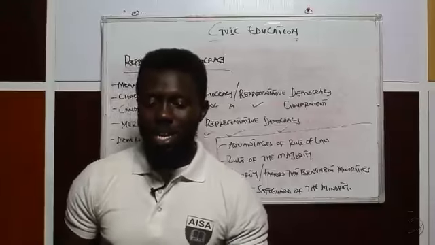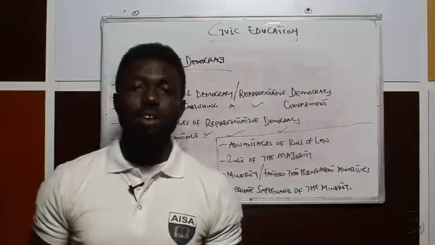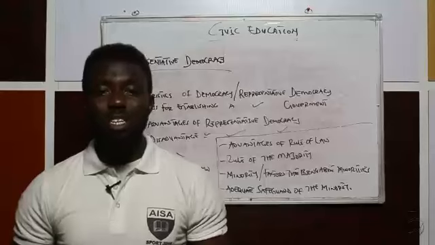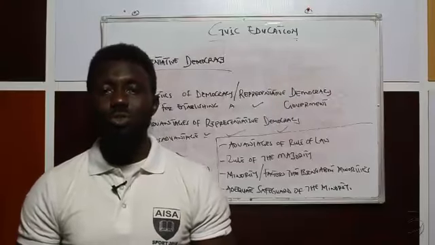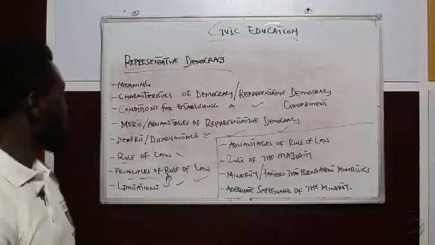Number seven, we have illiteracy and ignorance. All these are limitations to rule of law.